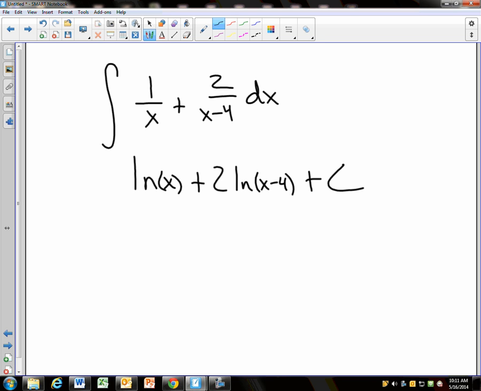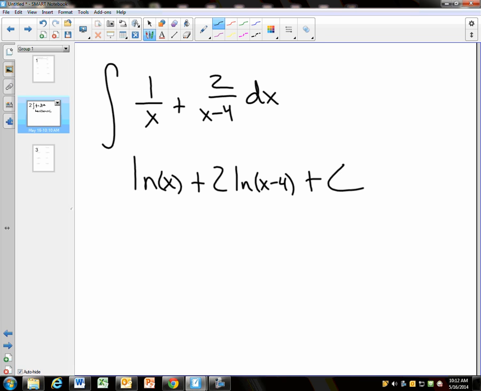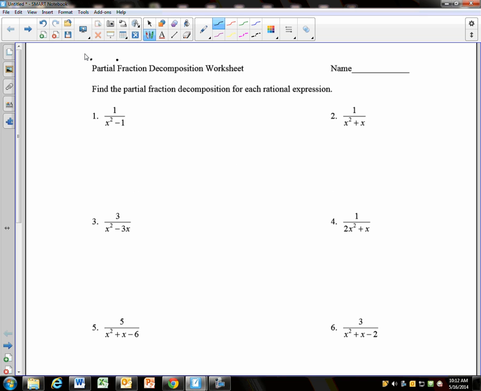So, here's the point. This is really easy to find. It's really easy to look at this one and identify exactly what the antiderivative is. It doesn't require really any substitution. It's pretty straightforward. What if you were trying to find the antiderivative of 1 over x squared minus 1?